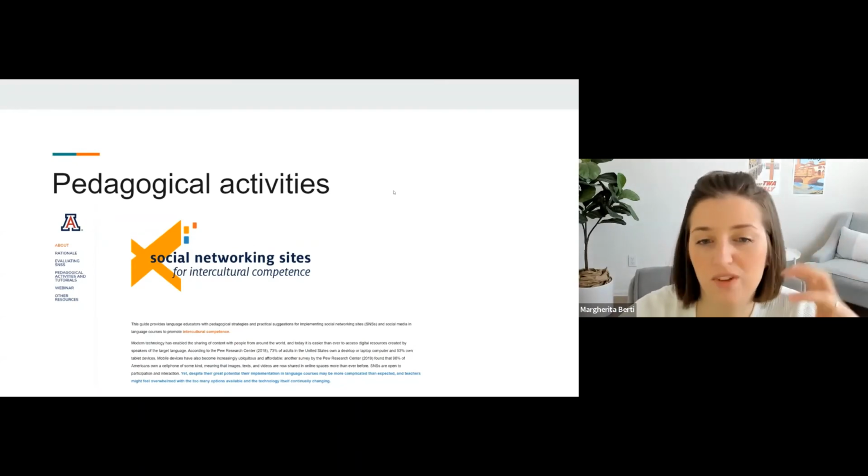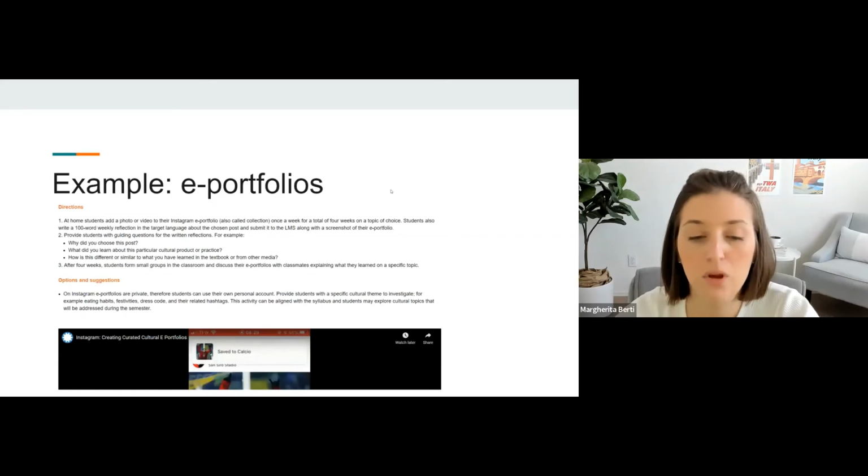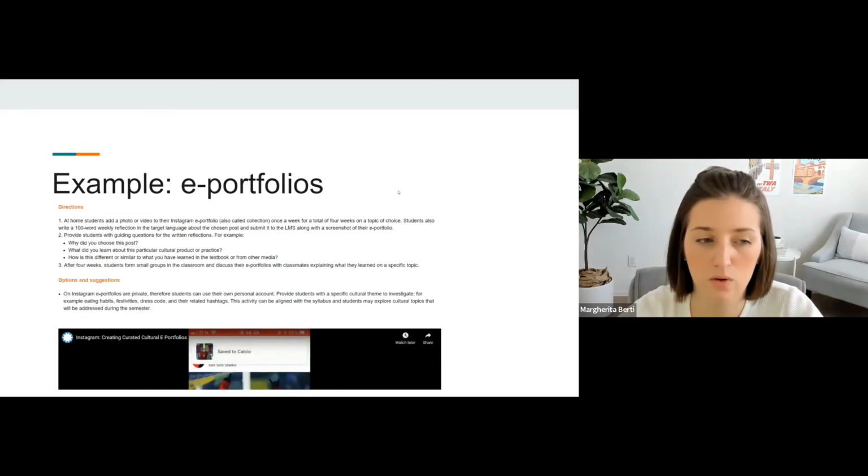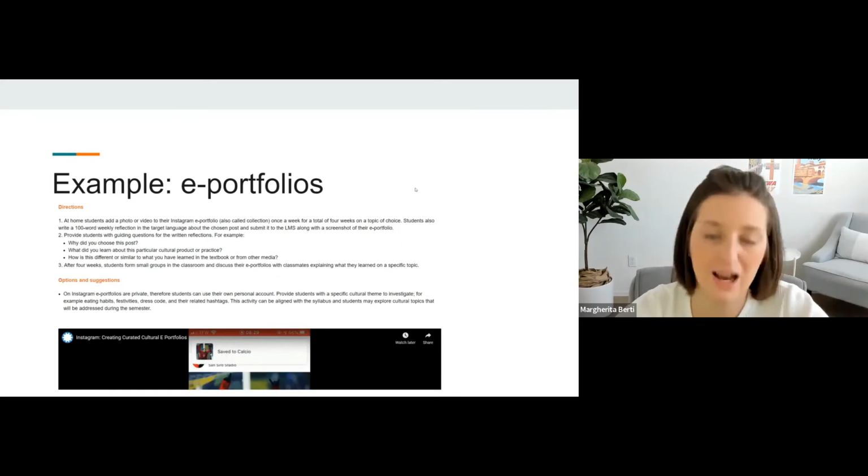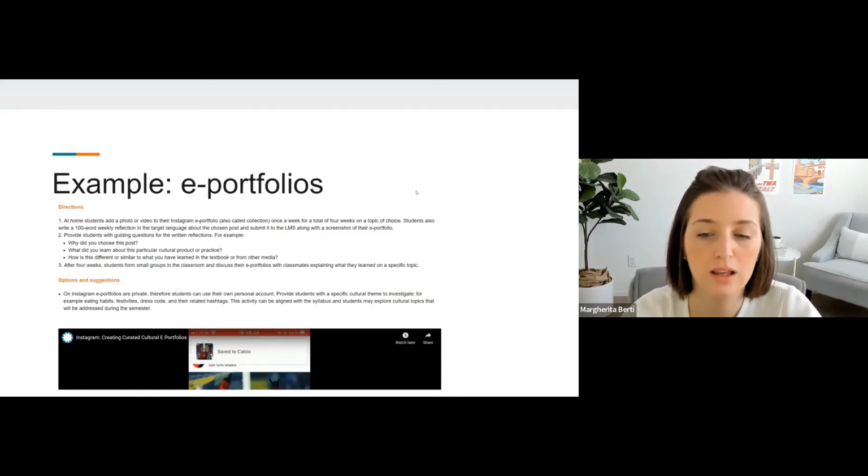And along with this PDF guide with activities, there are also videos showing exactly step-by-step how to use these activities with our students. And so an example over here with Instagram is Eportfolios. So on Instagram, we can create collections, which I call Eportfolios here. And we can have, for example, students select a topic of choice with a specific hashtag, a specific research on Instagram for a total of 4 weeks.